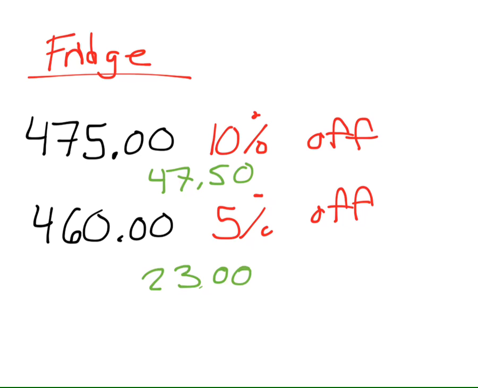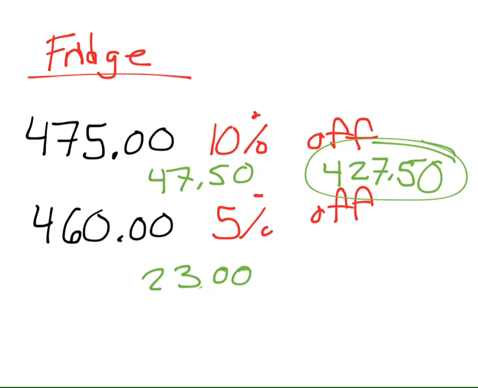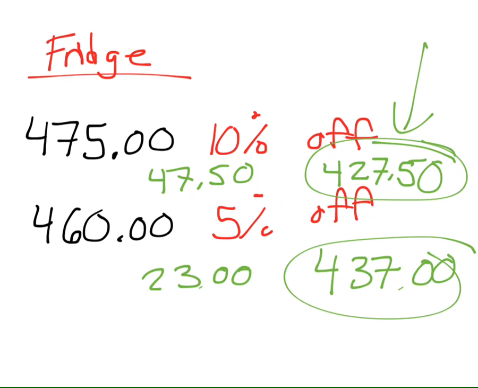So then I can just compare. If I take $47.50 off of this, how many dollars is that? 400, 42 something. There you go. $427.50. Oh, I see. Never mind. Right? Okay. And this one would be how much? 434, 32, 37. Yeah, right? 437. So that would be the better deal.